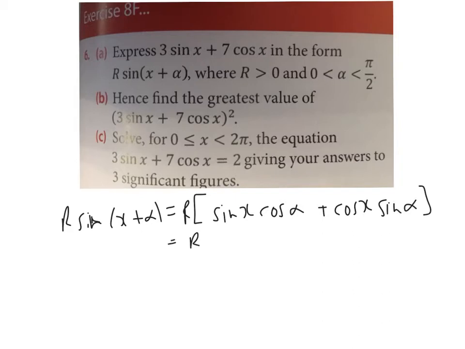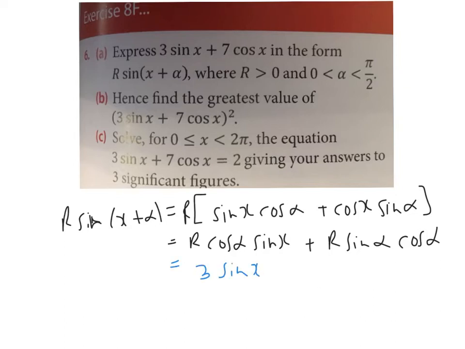And then if you expand it out, you get r sin x. I'm going to write it actually as r cos alpha sin x, the x term last, and r sin alpha cos x. Now in the question, that's equivalent to 3 sin x plus 7 cos x. I should have had x in that last bit, if you noticed that mistake.